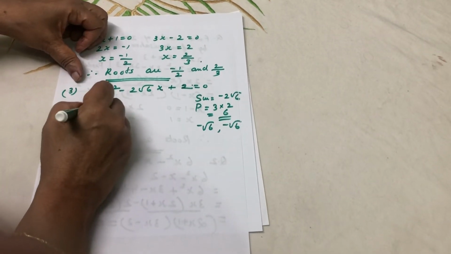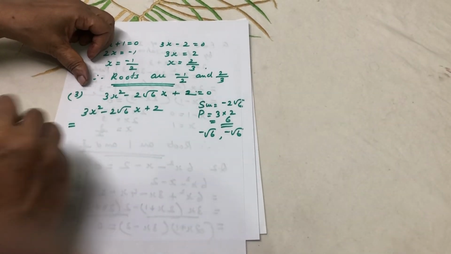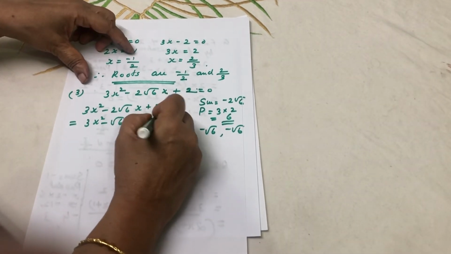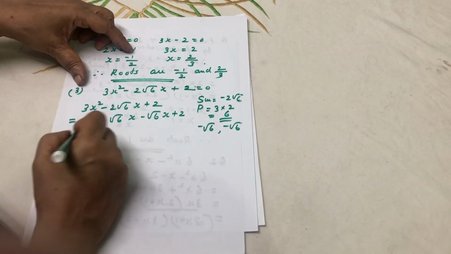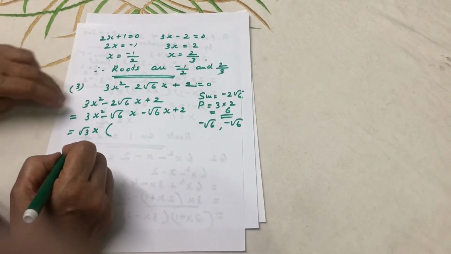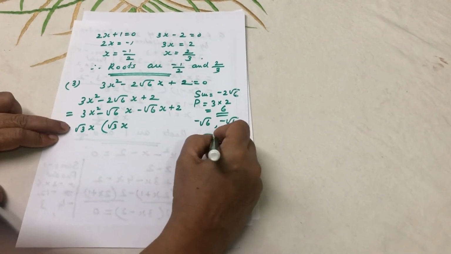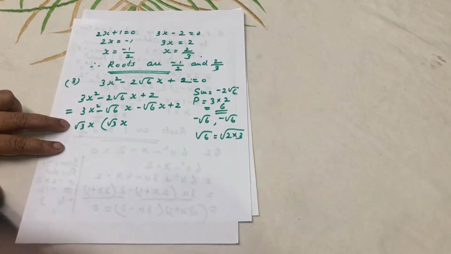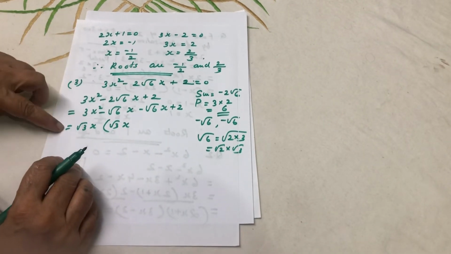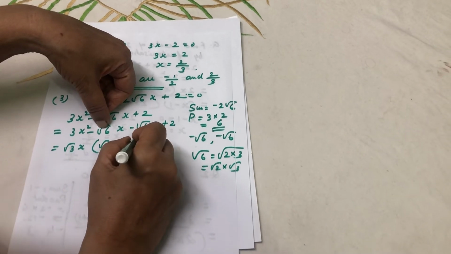So 3x squared minus 2 root 6 x plus 2 equals 3x squared minus root 6 x minus root 6 x plus 2. Here I am taking root 3 x out. Once I take root 3 out of 3, root 3 is left. Root 6 can be written as root of 2 into 3, so you can write it as root 2 into root 3. So when I take root 3 out, root 2 is left here, that is minus root 2.